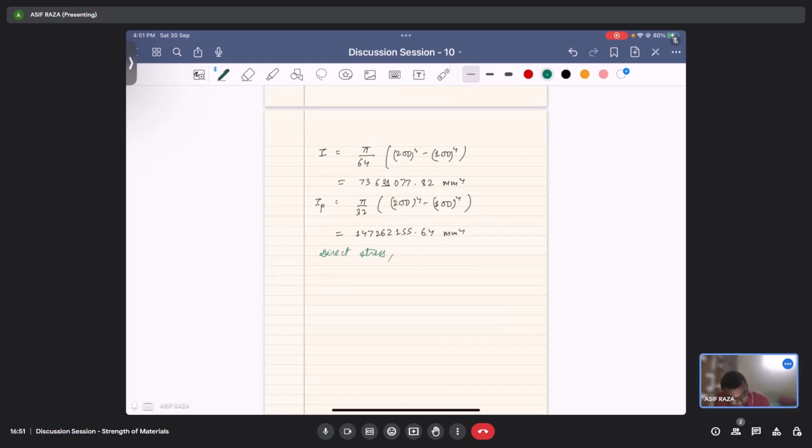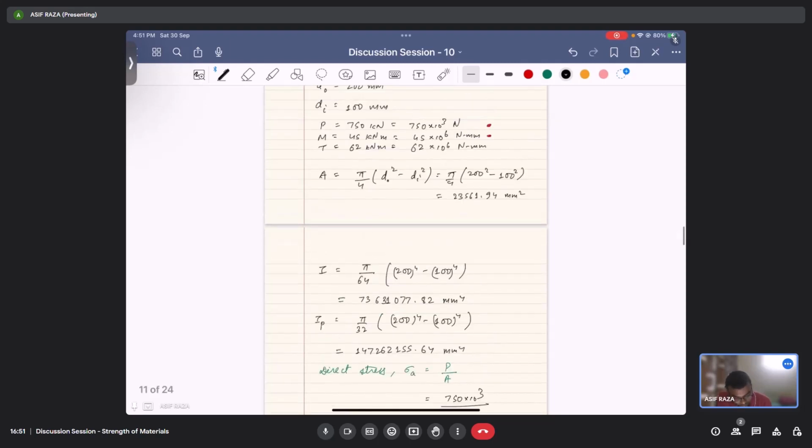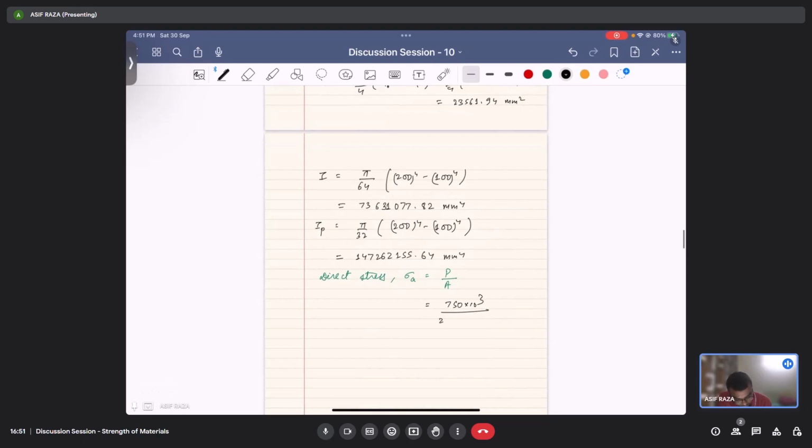It's equal to, just write as sigma a, P by A, and the value would be 750 into 10 power 3 upon 23,561.94. It will come out around 31.83 megapascal.